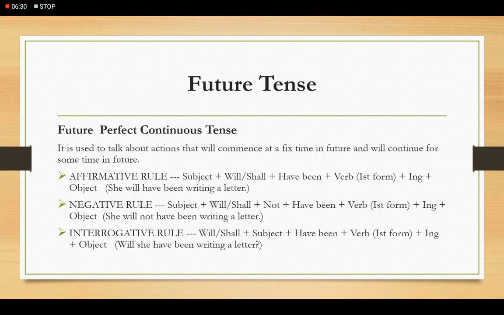Then just like I have told you that we need to avoid using past perfect continuous tense, we also avoid using future perfect continuous tense. This type of sentences are rarely used, but you need to understand that it is used to talk about actions that will commence at a fixed time in future and will continue for some time in future. She will have been writing a letter. The negative sentence will be, she will not have been writing a letter. Interrogative will be, will she have been writing a letter?